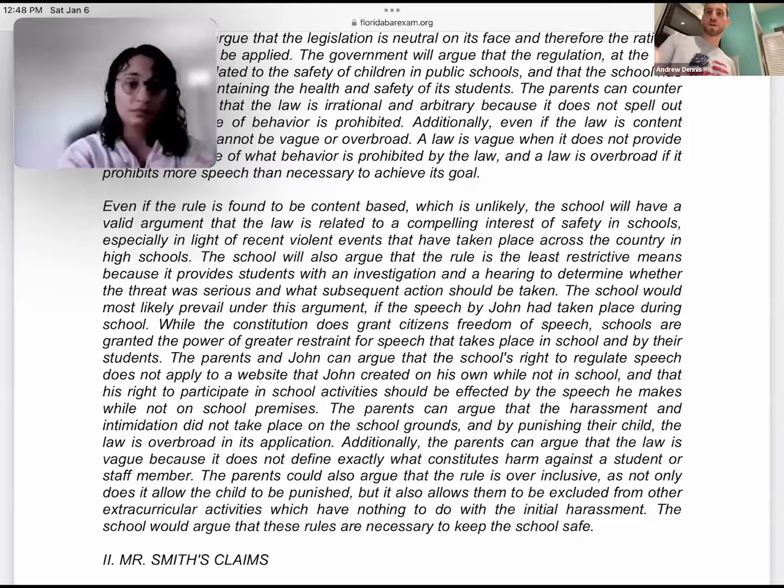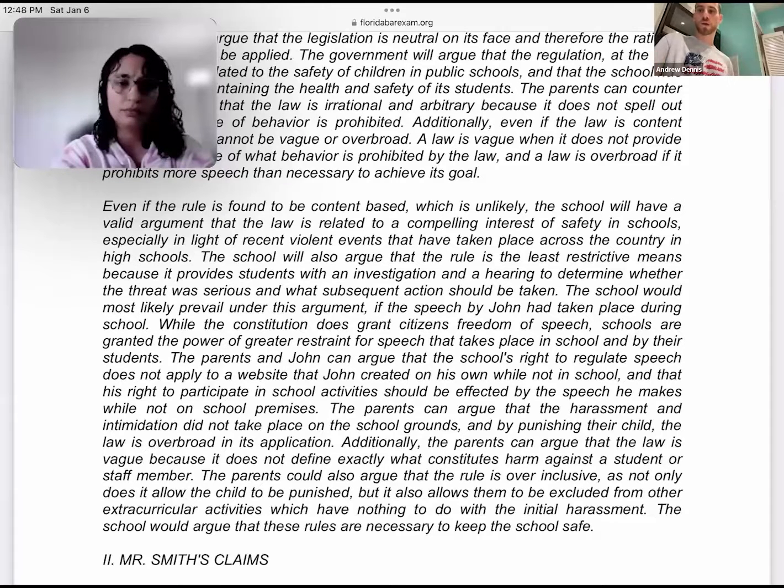during school. While the Constitution does grant citizens freedom of speech, schools are granted the power of greater restraint from speech that takes place in school by their students. The parents can argue that the school's right to regulate speech does not apply to a website that John created on his own while not in school, and that is a pretty decent argument. They can argue that the harassment, intimidation did not take place on school grounds.